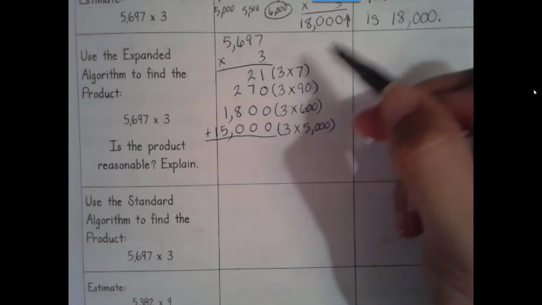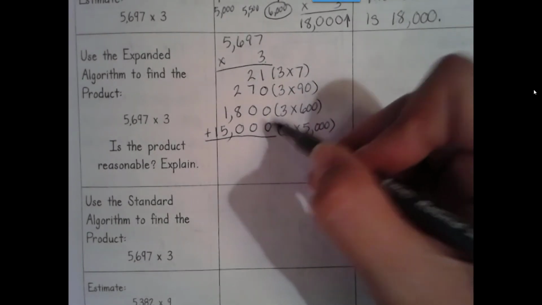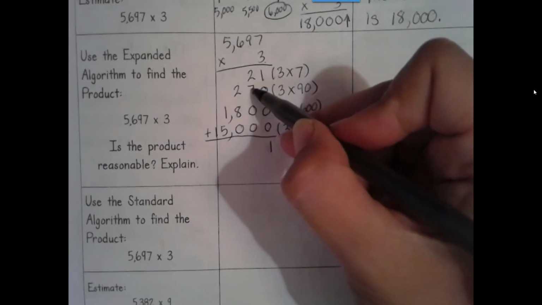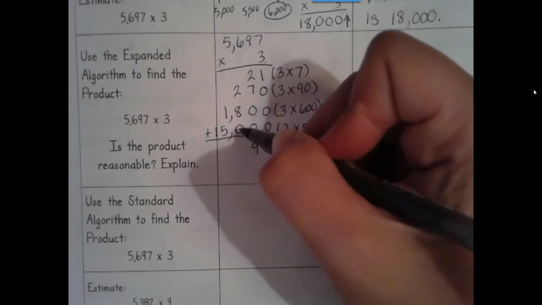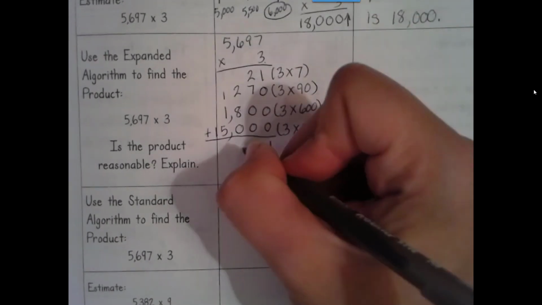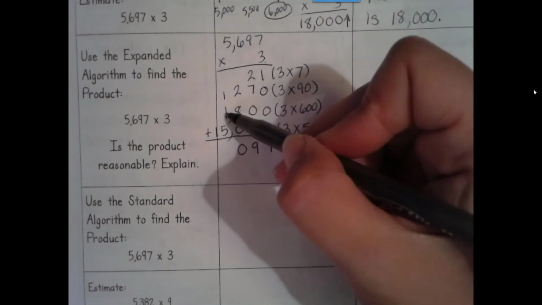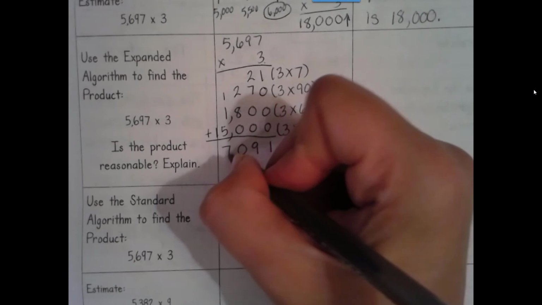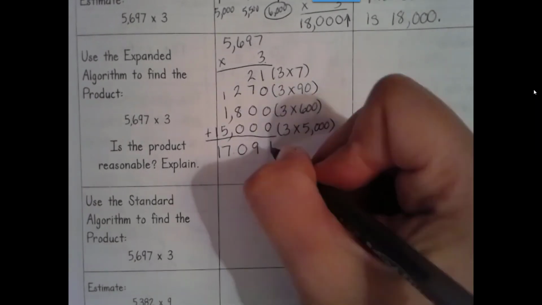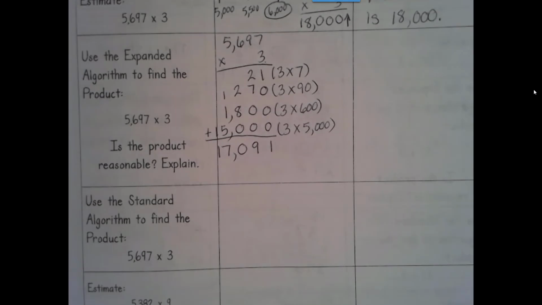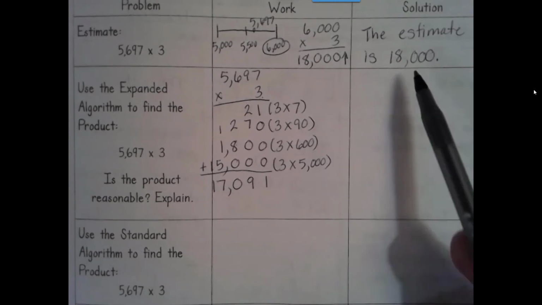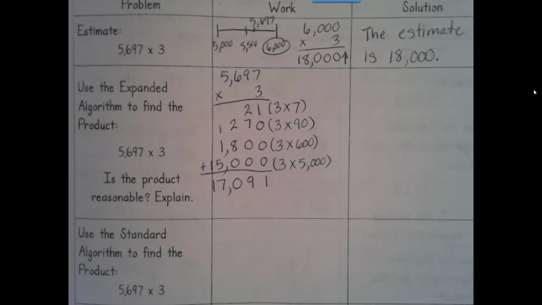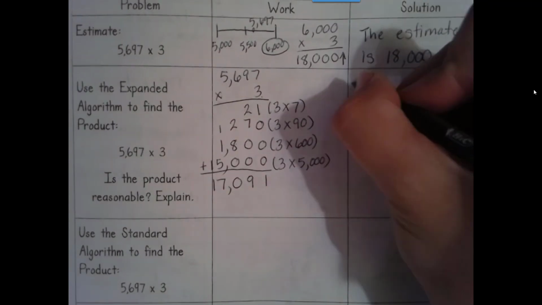So here we're going to add our partial products. 1 plus 0 plus 0 plus 0. 2 plus 7 is 9 plus 0 plus 0. 2 plus 8 is 10 plus 0. We regroup. 1, 2 plus 5 is 7. And then 1. Ones, tens, hundreds, comma. So I get 17,091. That is 909 away from 18,000. So it's not too far away. And I knew this would be high, so it is reasonable.